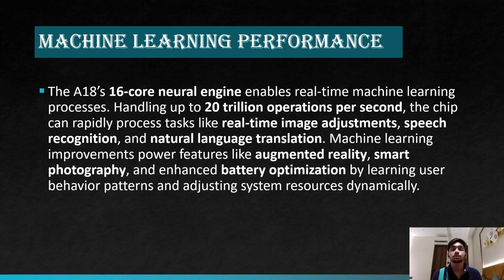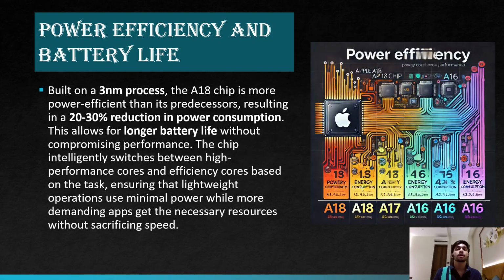adjusting system resources dynamically. Now talking about power efficiency and battery life, built on a 3nm process, the A18 chip is more power efficient than its predecessor, resulting in a 20 to 30% reduction in power consumption. So you can imagine how hard Apple has worked on this chip to make it power efficient, and you can have a longer battery life compared to the previous ones.